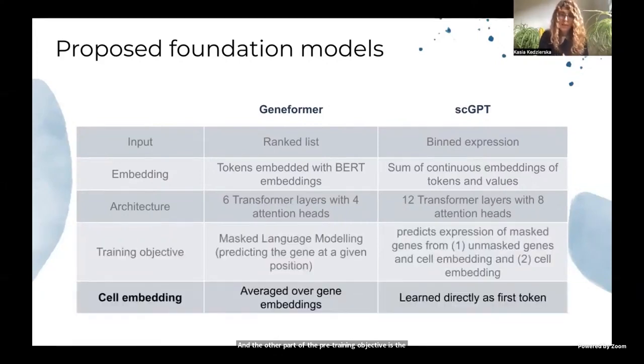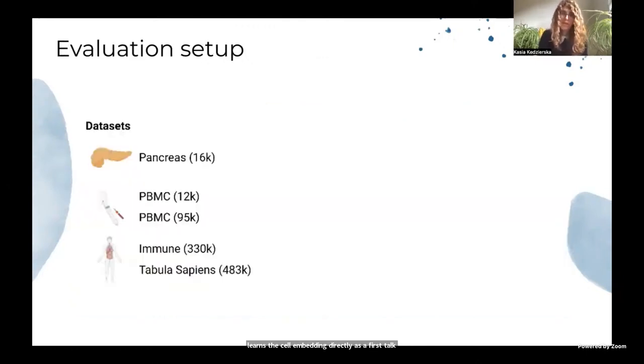And when it comes to the cell embedding, in GeneFormer, that's the average over gene embeddings in a cell, and scGPT learns the cell embedding directly as a first token. In our evaluation setup, we looked at 5 data sets.